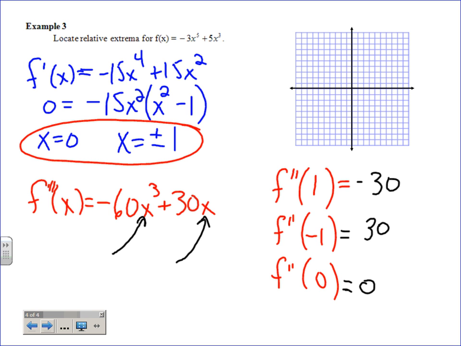Well, f double prime of 1 was negative, so at a value of 1, it is concave down. And at a value of negative 1, it gave us a positive value, which would mean it was concave up. At 0, it gave us 0, so that's neither positive nor negative, and we would have to find that another way. Most times you will not get 0, but you would have to use other methods for checking that one.